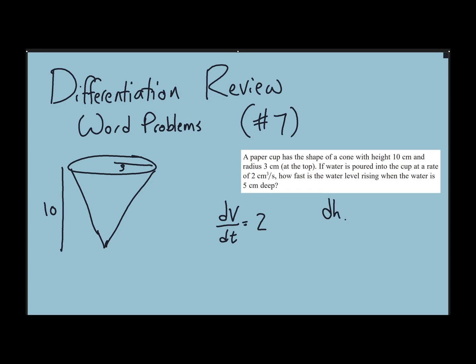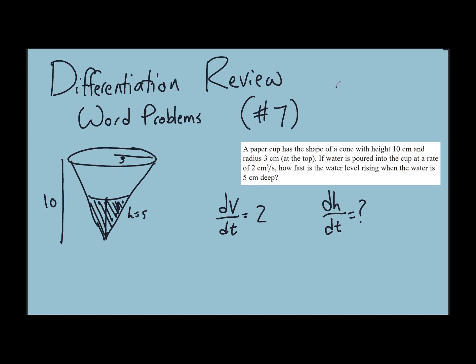So they're asking us for a change in height for a change in time. This is what they want. And they tell us that the current height is 5, so the water is here somewhere. We'll say h equals 5. We'll draw some water in there. Okay, here's our paper cup. Normally in 3rd grade you just drink out of the paper cup, but we have to calculate just how fast it's rising. So where do we begin?